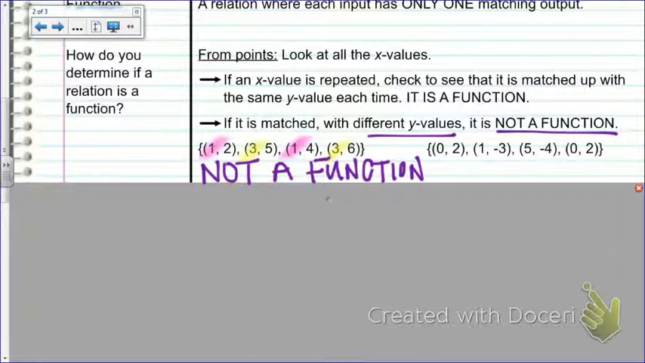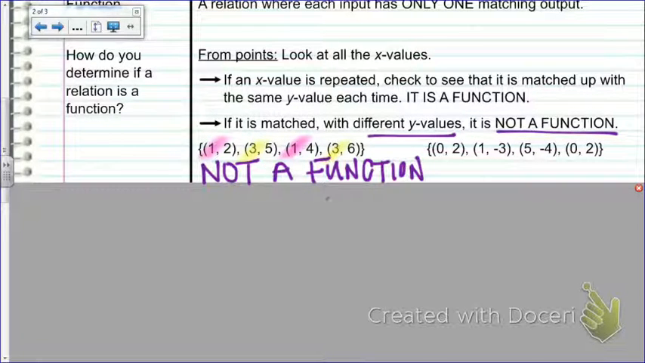And if I ask for an explanation, you would say because an x value is repeated, or because the x value 1 is attached to 2 different y's, and the x value 3 is attached to 2 different y's, something like that. Okay. So let's look at our second set. It contains the points (0, 2), (1, -3), (5, -4), and (0, 2).